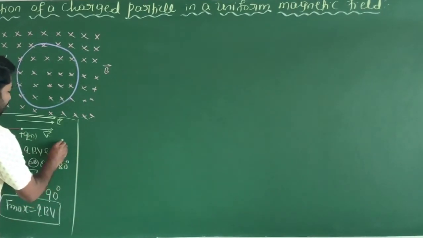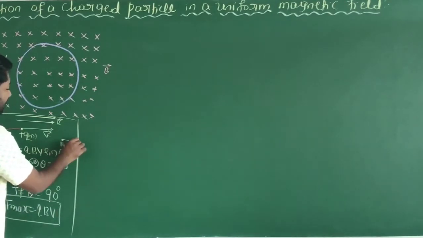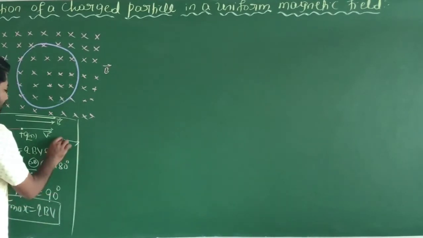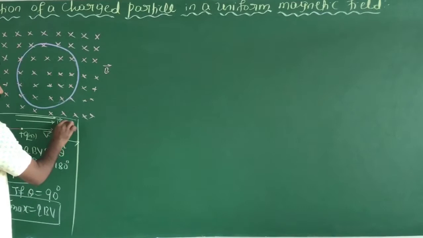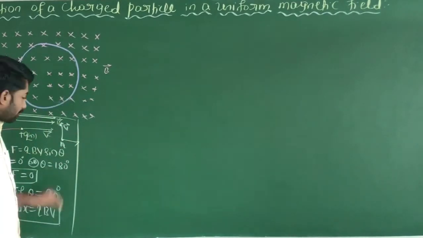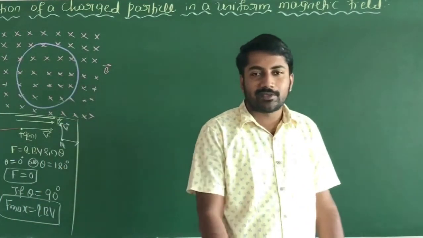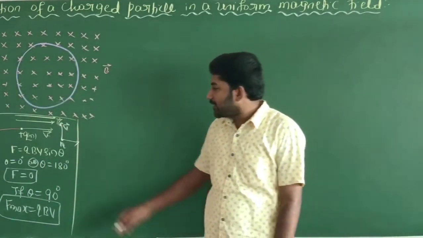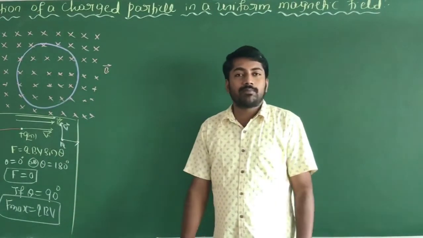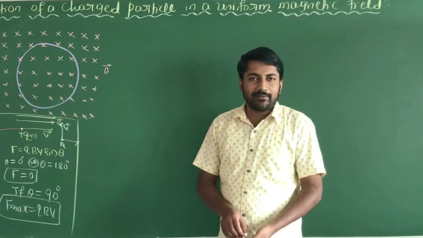Suppose this is the charged particle, this is the direction of the magnetic field, and this is the velocity of the charged particle. When it moves perpendicular to the direction of the magnetic field, the force acting on the charged particle is maximum in a uniform magnetic field.